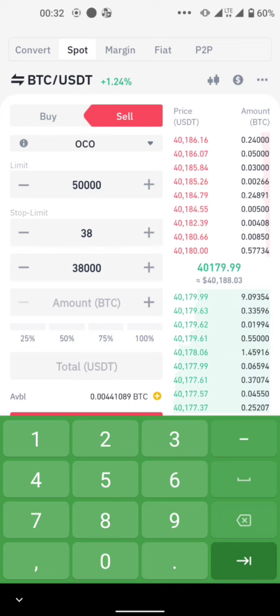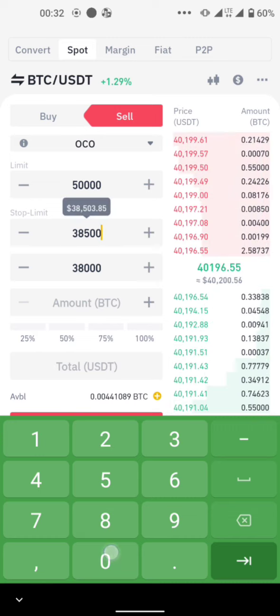Say for instance we have $38,000 as our stop loss price, so you can see 38,500 as our stop price. It means that if BTC goes to 50,000 before coming down, we will take profit there and make money. Then if BTC drops down to 38,500 and eventually gets to 38,000, the stop loss is triggered. But if BTC gets to 38,500 without getting to 38,000, the stop loss price will not be triggered. That's basically how OCO works.